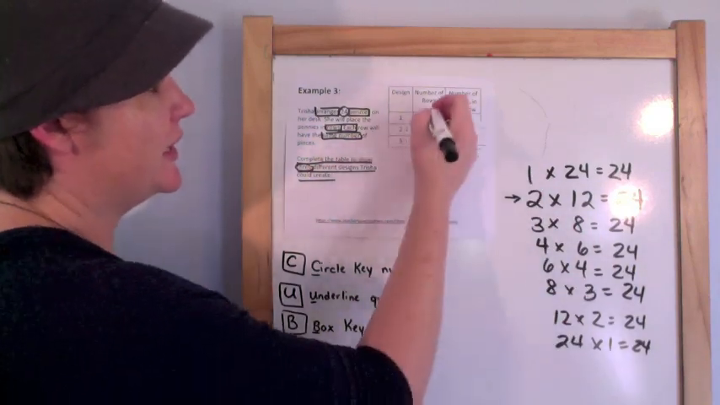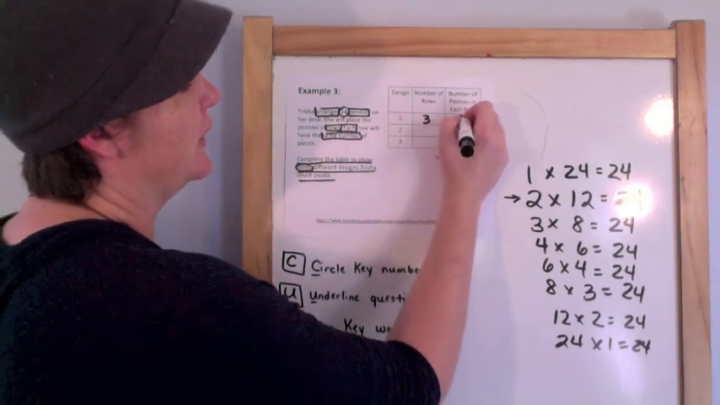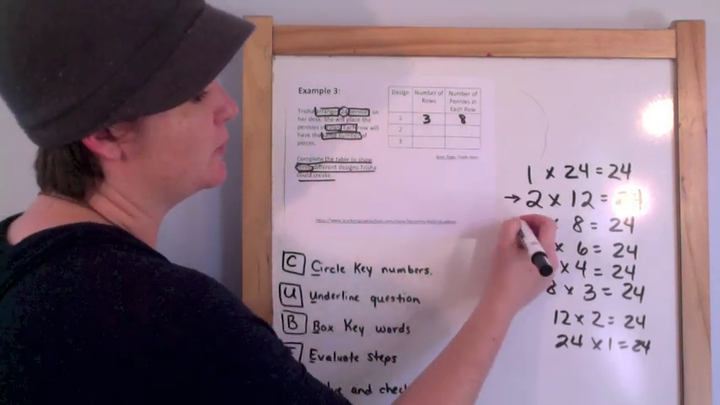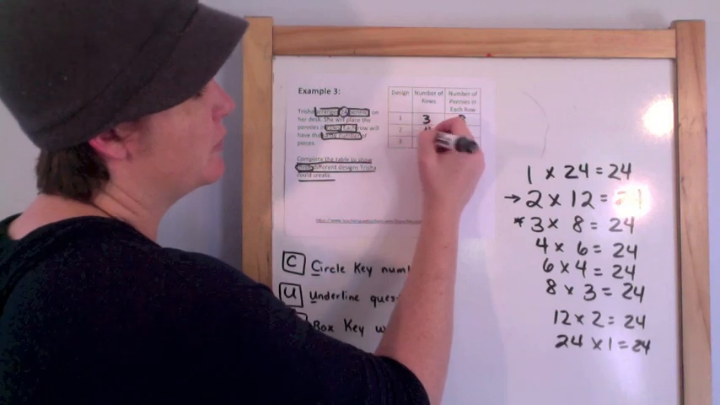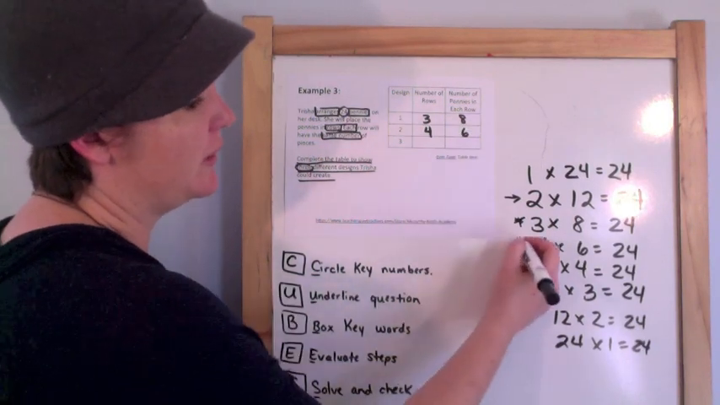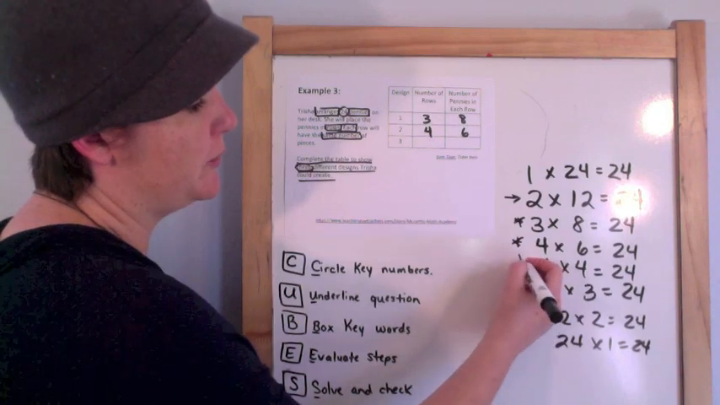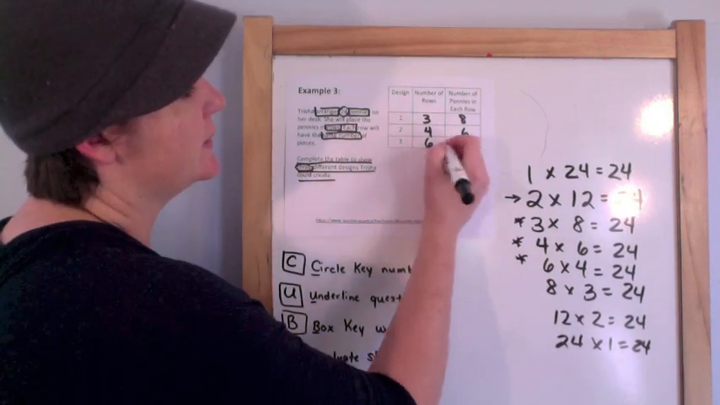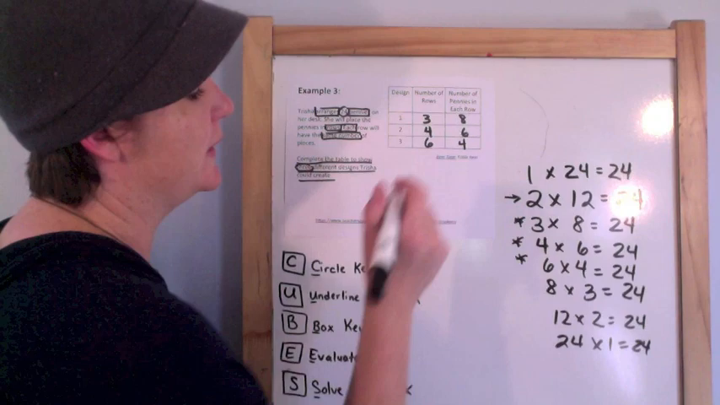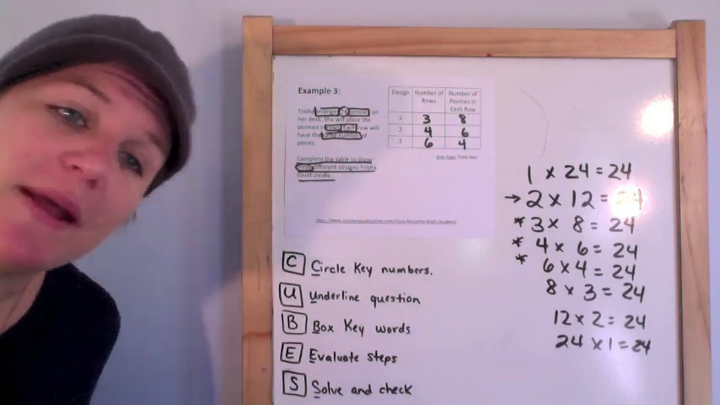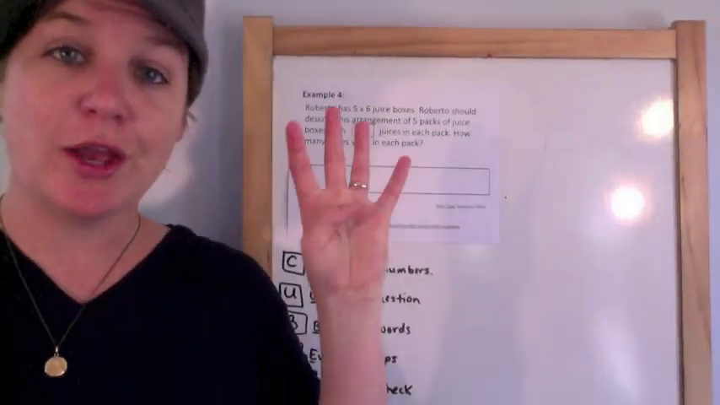So how many rows? Let's say I do 3 rows with 8 pennies in each. That would be this one. I'm going to do 4 rows with 6 pennies in each. That would be this one. And I'm going to do the commutative property there. 6 rows with 4 pennies in each. And that would get me the correct answer. Quattro!